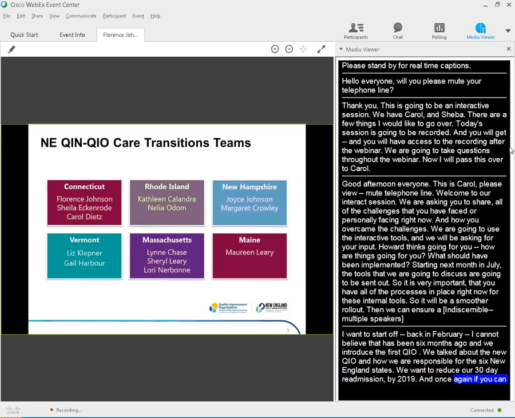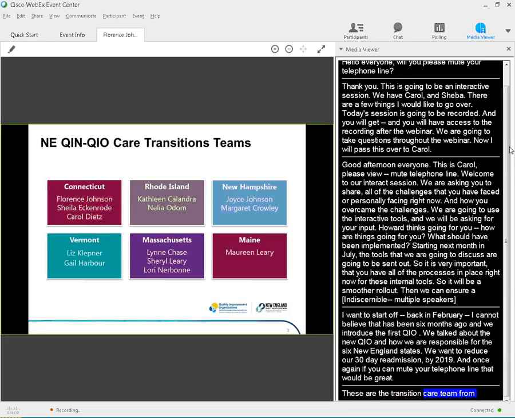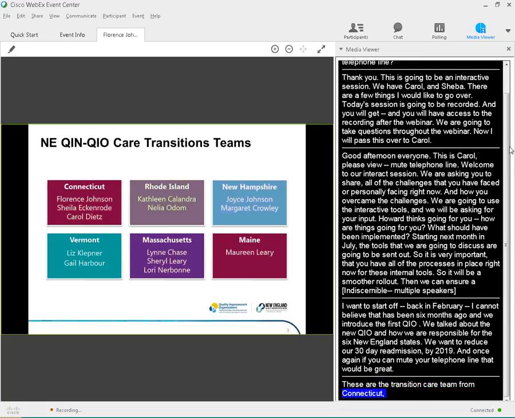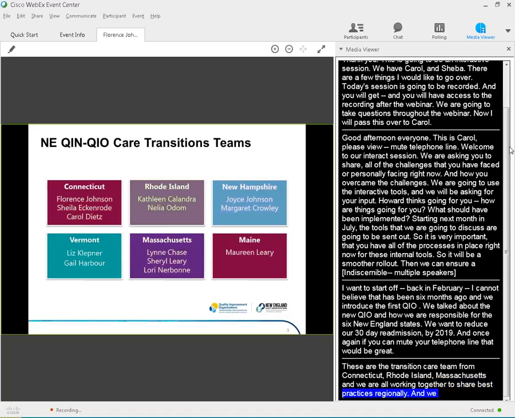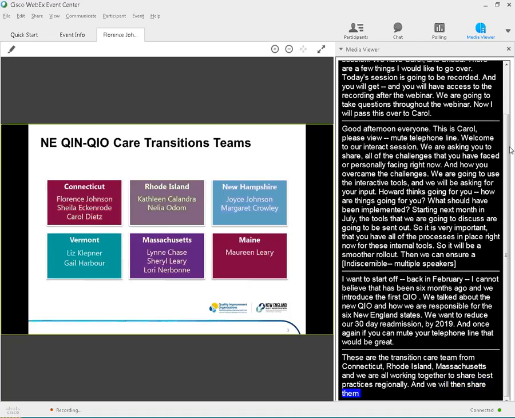Thank you. So these are the New England QIN-QIO Care Transitions teams from Connecticut, Rhode Island, New Hampshire, Vermont, Massachusetts, and Maine. We are all working together to share best practices regionally, and then we are sharing them nationally with our national colleagues. And it's all about ensuring the safest transition possible and to reduce adverse drug events in all settings.